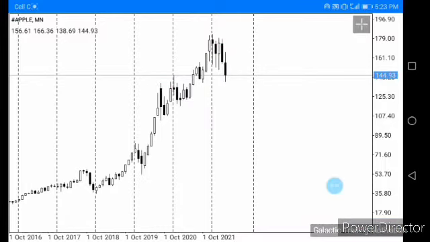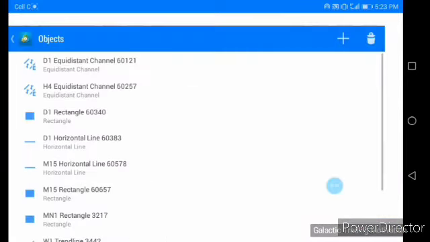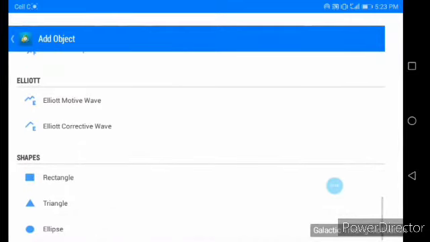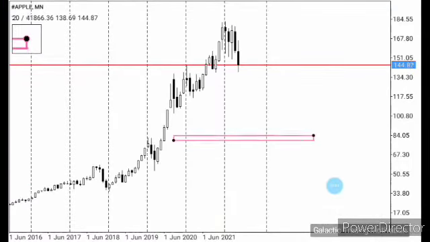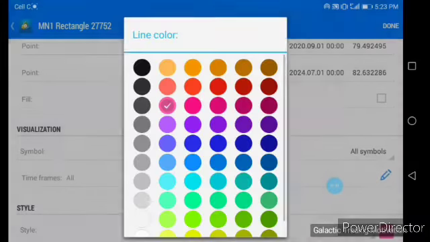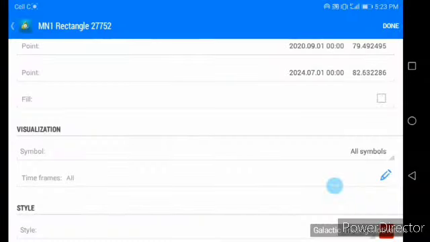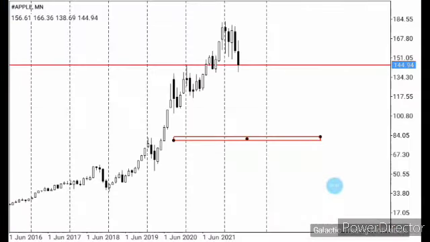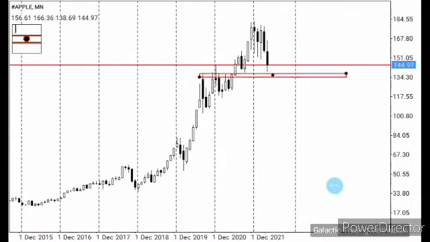So I'm just going to add a neckline to that area so that we don't forget about that particular W structure as we move along to the smaller time frames of the Apple chart. So this will be our neckline.